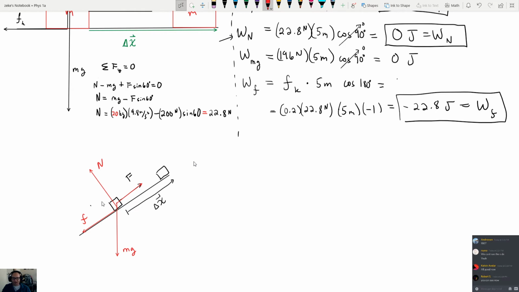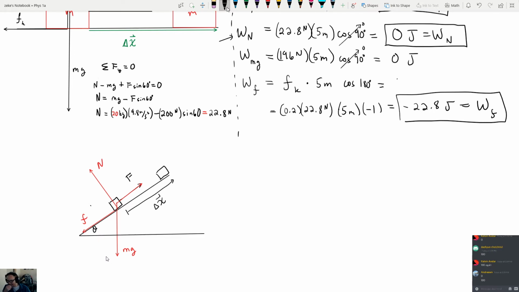But now the weight actually will do work. Okay? What's the angle between the force vector and the displacement here? 0. What about the friction force and the displacement? 180. And then what about the weight and the displacement? So we don't have enough information to immediately answer that. So what we need to know is what was usually given in a problem, like the angle of the incline down here.